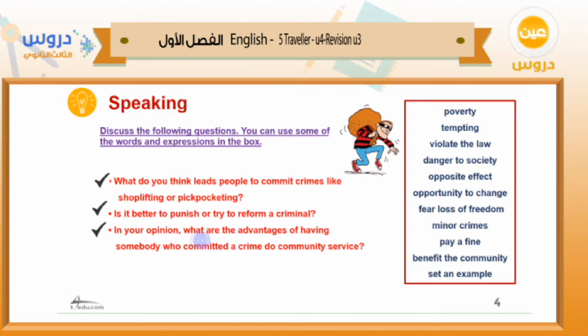And the third point, in your opinion, what are the advantages of having somebody who committed a crime do community service? So you can use the words on the right-hand side. Poverty, tempting, violate the law, danger, society, opposite, effect, opportunity to change, fair, loss of freedom, minor crimes, pay a fine, benefit the community, set an example. Don't forget, you should speak once you want to give an answer for any of those points, or even for all of them.